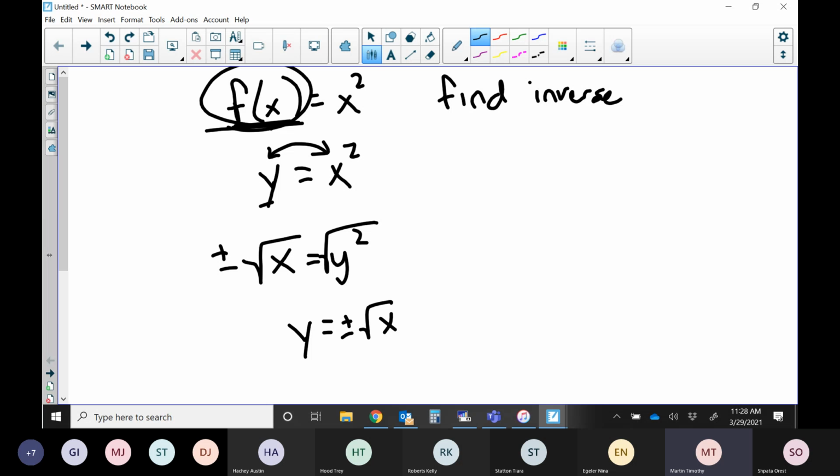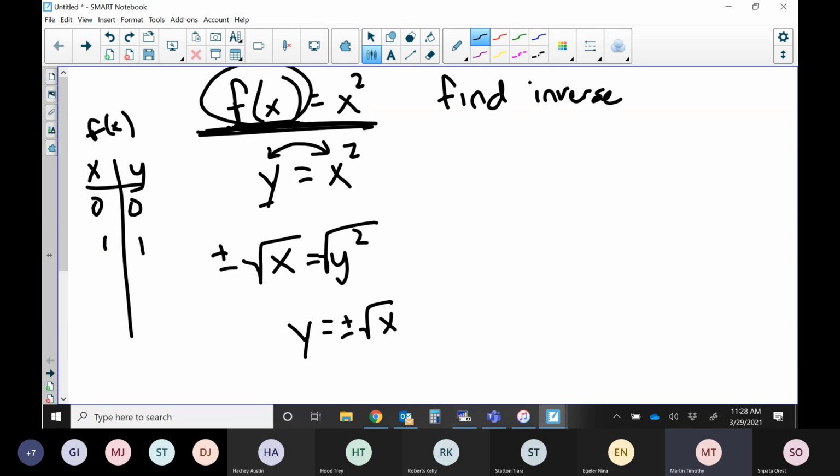And to prove to you that I know this is true, I'll make an x and y chart. And let's do an x and y chart of f of x. So I'm talking about this guy up here for right now. If you put a 0 in, you get a 0 out. You put a 1 in, you get a 1 out. You put a 2 in, you get a 4 out. You put a -1 in, you get a 1 out. You put a -2 in, you get a 4 out.